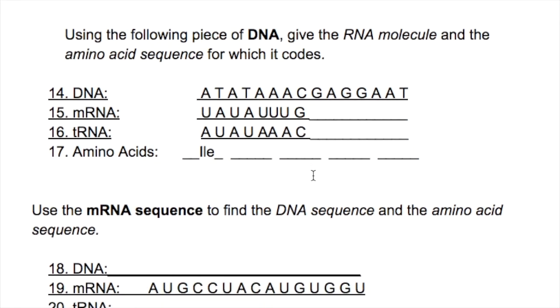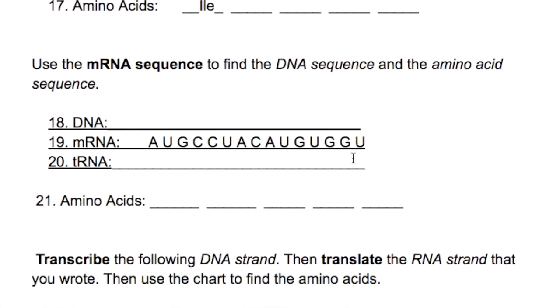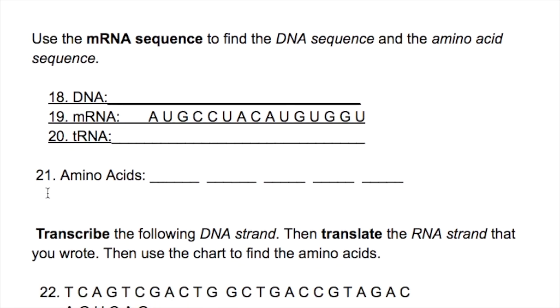For 14 through 17, you're given the DNA. Pair the mRNA to the line above, then use the mRNA line to pair the tRNA, and then use the chart to make the amino acids. For 18, 19, 20, and 21, you're going to use the mRNA to go backwards, figure out what the DNA strand is. Use the mRNA to go forwards, figure out what the tRNA strand is, and then use the chart at the bottom for your amino acids.